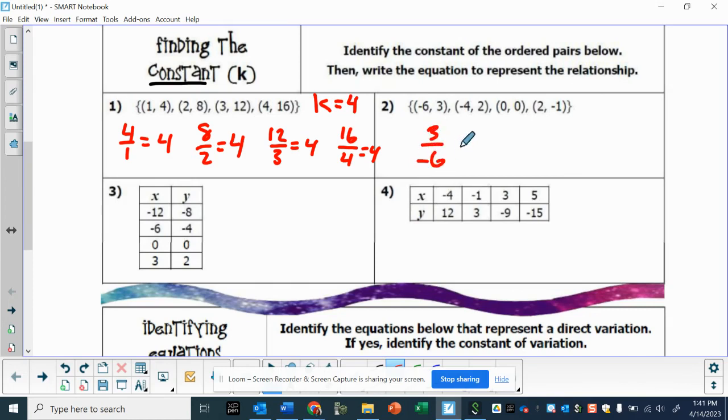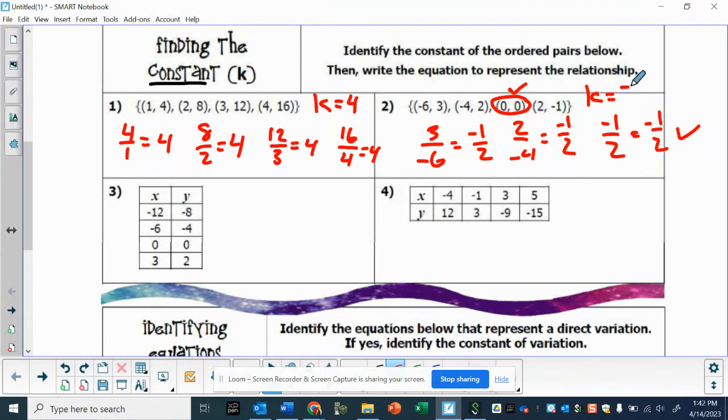Three divided by negative 6 is negative 1/2. 2 divided by negative 4 is negative 1/2. 0, 0 is the origin, which is good for direct variation. And negative 1 divided by 2 is negative 1/2. So k equals negative 1/2.